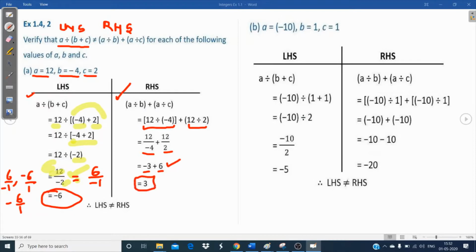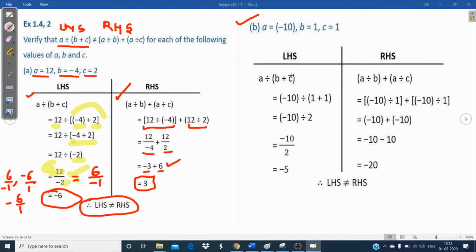+3. Now you can see this thing, the left hand side has the value -6 and the right hand side we are getting the value 3. So since these two are not equal, and this only we have to verify, this LHS and RHS should not be equal. Now the second part of the same question.